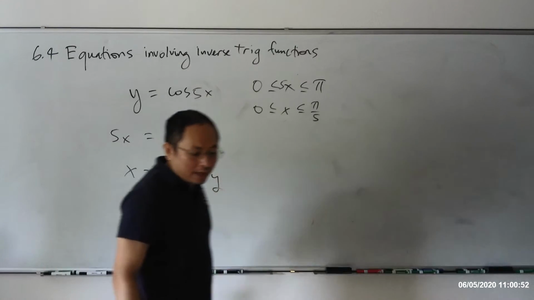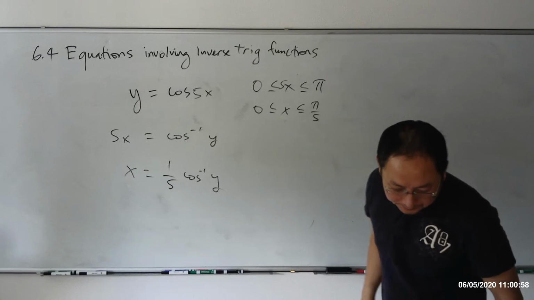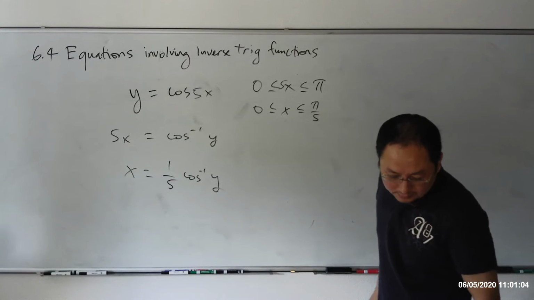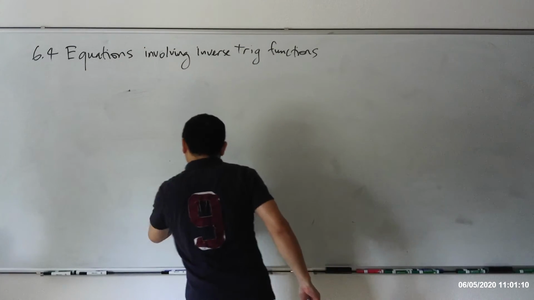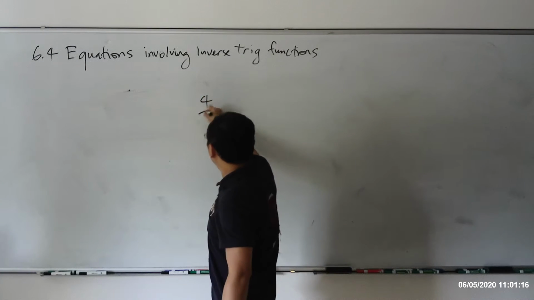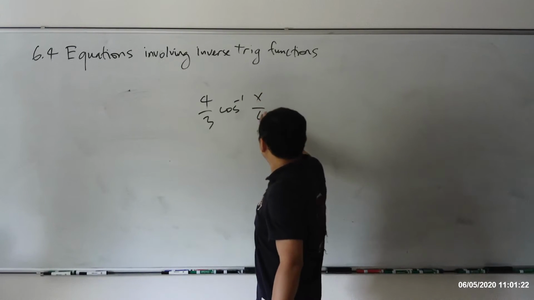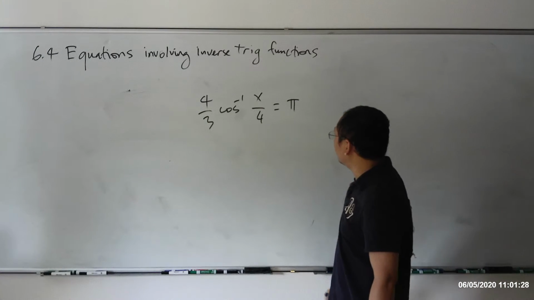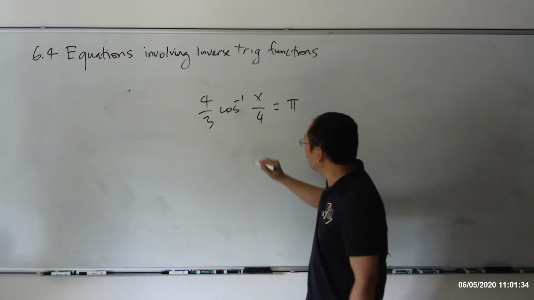Okay. Now let's move on to a little bit more difficult exercise. Let's try this one: four over three cosine inverse of x over 4 equal to pi. On the left hand side we have the inverse cosine function, and the right hand side is pi. We try to solve for x, right? So let's isolate the cosine inverse on one side.